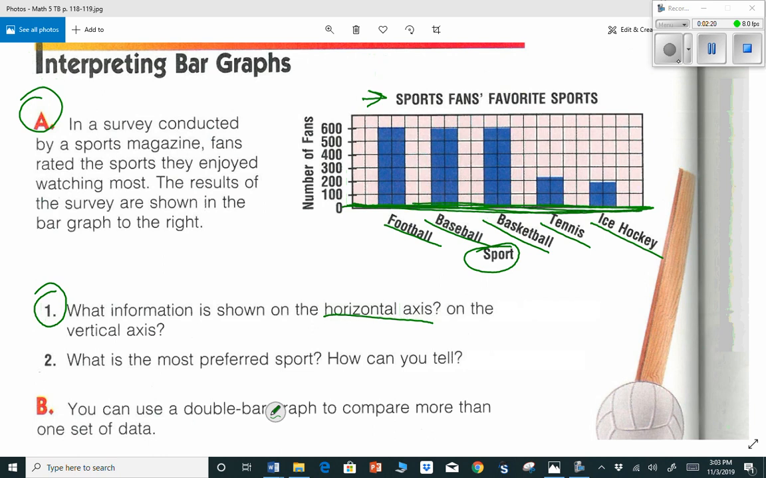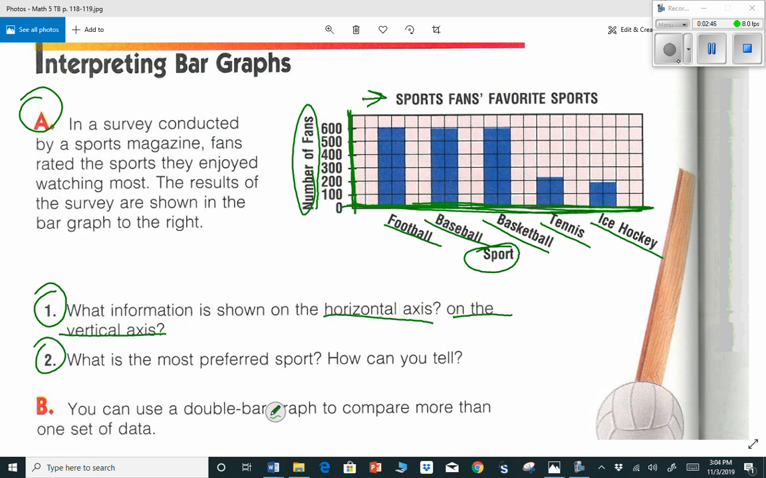Then the next part of the question asks, what do you see on the vertical axis? Vertical means straight up and down, so this is the vertical axis. And the answer to that would be the number of fans. Notice they're counting by hundreds here on the vertical axis. I think you guys are good enough to know the answers to question 2.